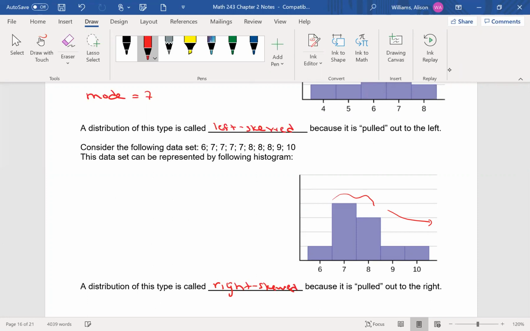We're still going to go ahead and calculate the mean, the median, and the mode. So for this one, the mean I'm getting is, when I add them all together, I get 77 divided by 10. So I'm getting 7.7. The median here is right between 7 and 8. So 7.5. And I could see from the histogram that the mode is 7.